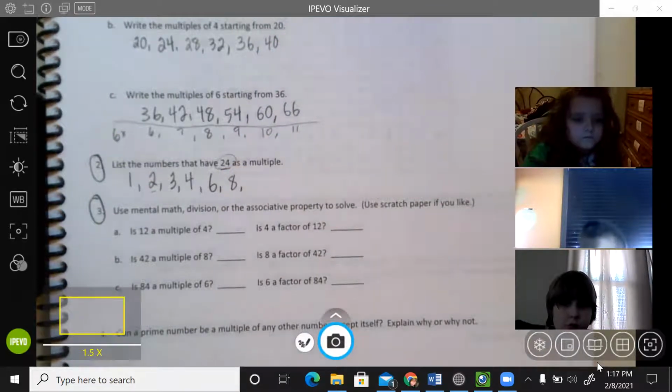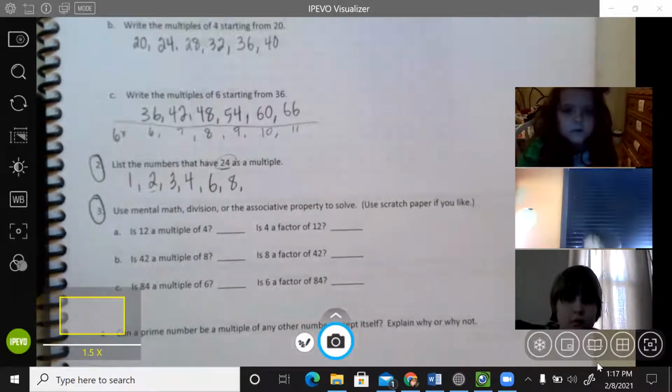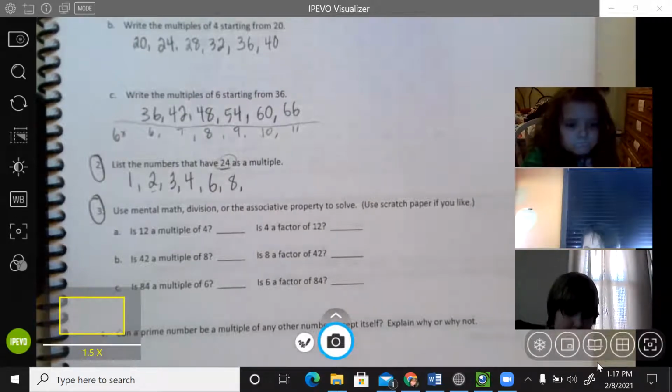How about 10, Tegan? If you count by 10s, will you land on 24? No. How about 11? No, because it's not a double. 11s will always be a double. What about 12?